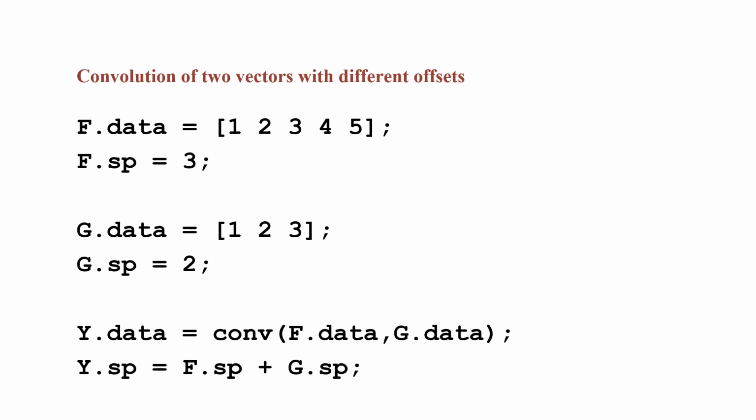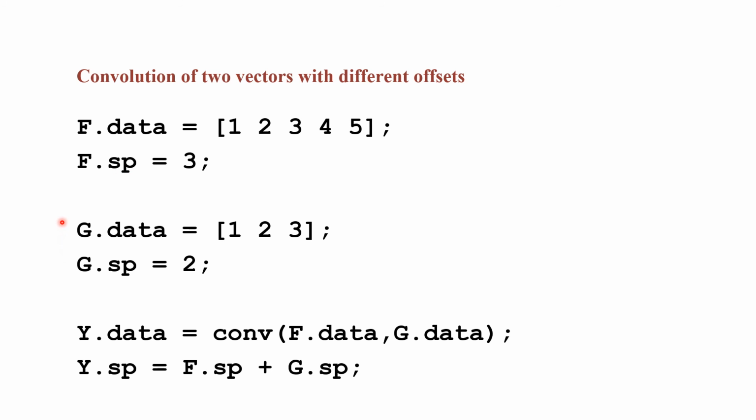We will use MATLAB structures to help us calculate the convolution between two signals that have different starting values. So as an example here, I'm creating a variable named f, or a signal named f. The signal has the values 1, 2, 3, 4 in it, but it starts at 3. So f, that the starting point, sp, is equal to 3.